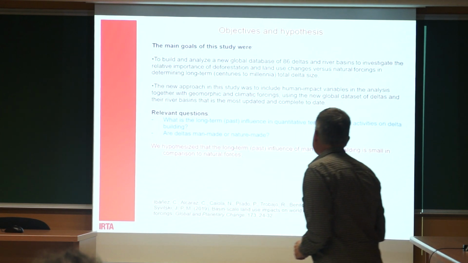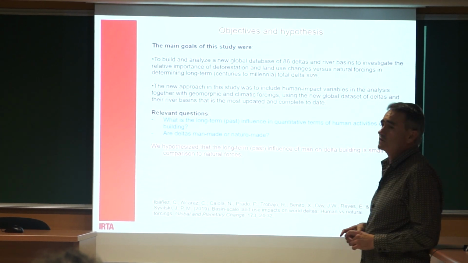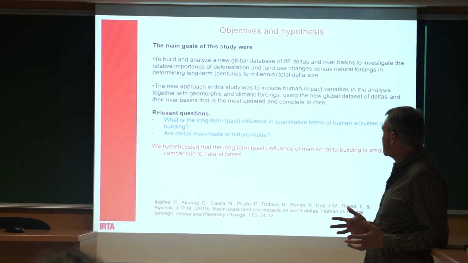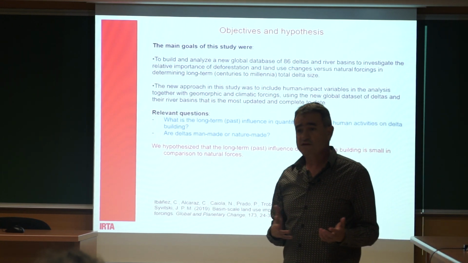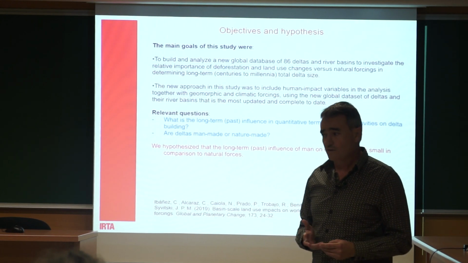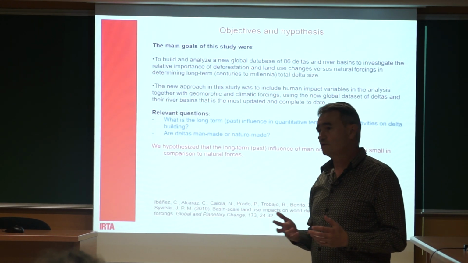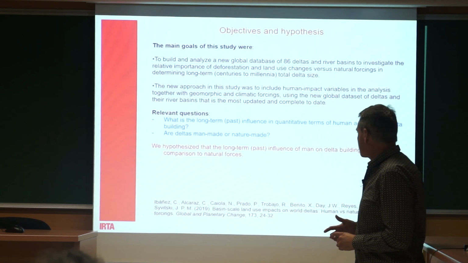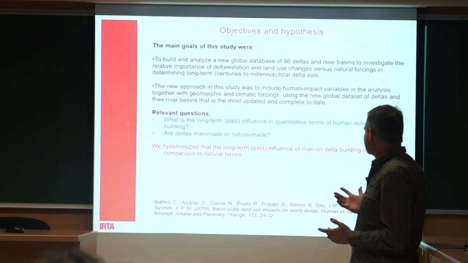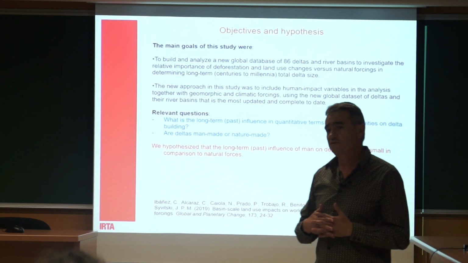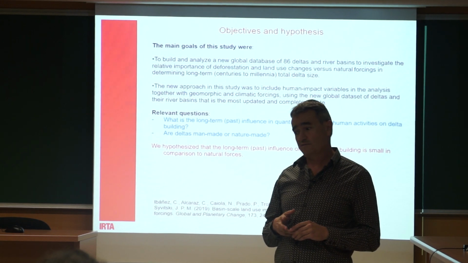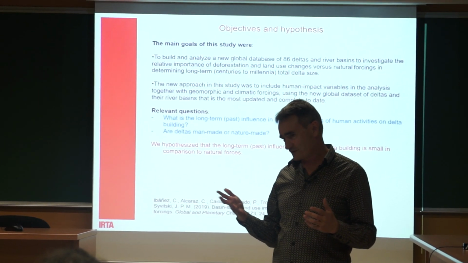So we were building a worldwide database with 86 deltas and river basins, to investigate the relative importance of deforestation and other land use changes versus natural forcings like climate or geology or size of the river basin and so on. And the relevant question in the end was what's the real influence of man on deltas, on coastal areas, in this case on deltas. There has been a lot of debate, right? Because now it's in fashion, the Anthropocene. It's not a fashion, it's the reality, right?